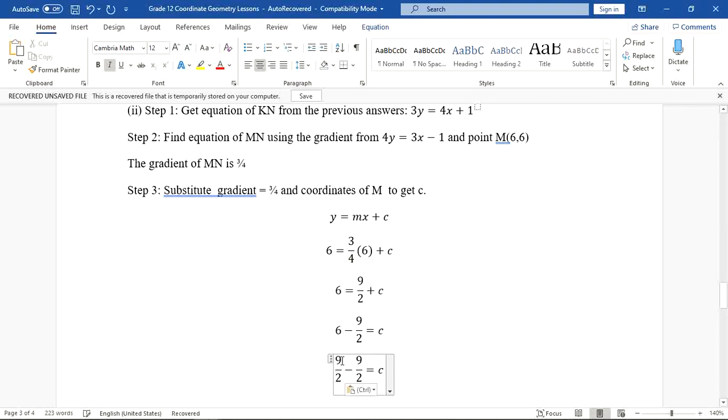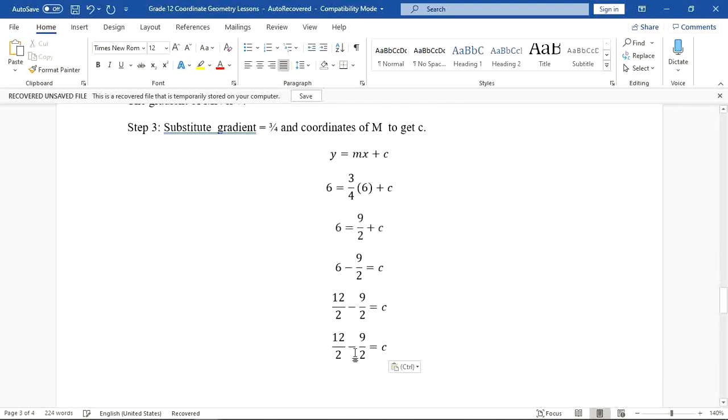You can skip some of these steps. 12 divided by 2 gives us 6, so we haven't done anything, we just made it easier for ourselves. And then 12 minus 9 will give us a 3. So that means we have this as our final step. It's going to be 3 over 2, because 12 minus 9 is 3, or I can say 1.5. All right, so that's the C.